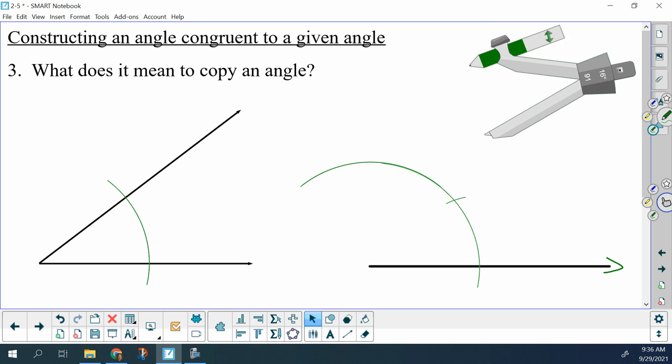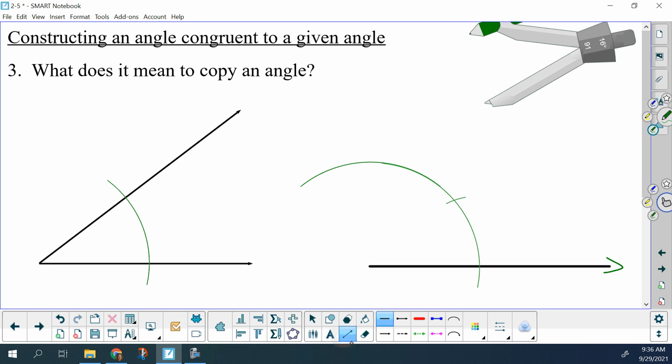Now move your compass away. And I have to make my other side. So I'm going from the vertex through the intersection. Copy my angle. That's a harder one. Question. Should we do that one again?